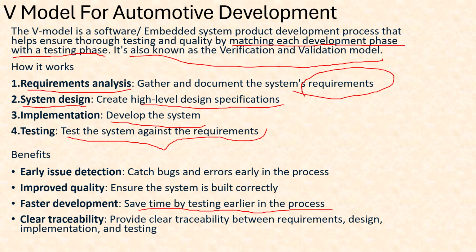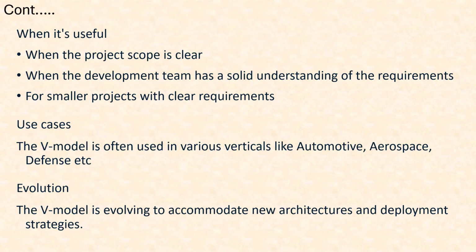Next is clear traceability. Now, traceability is what I mentioned with this matching here. As you can see on the screen, this matching is the actual word which refers to traceability. It provides clear traceability between the requirements, design, implementation and testing. Now, when is this V model useful?